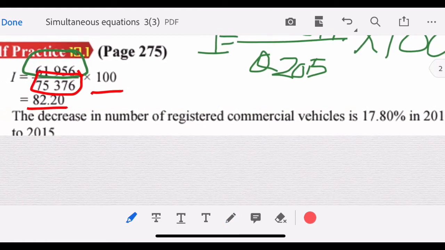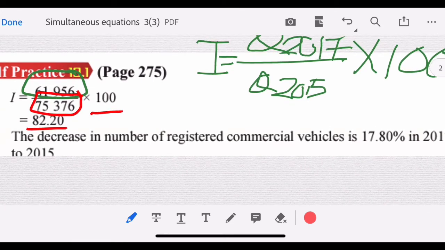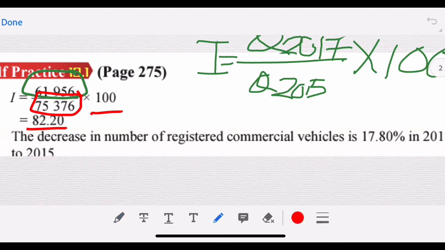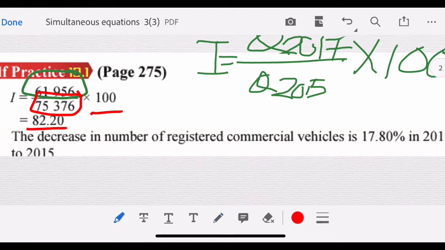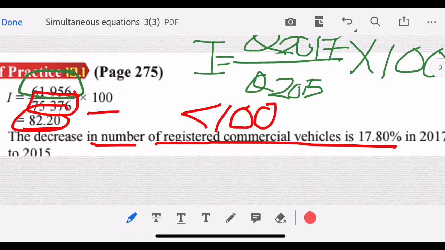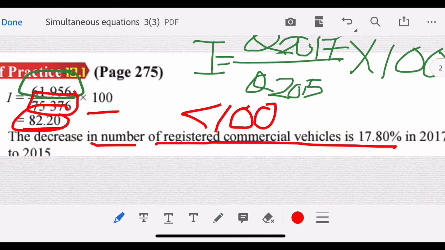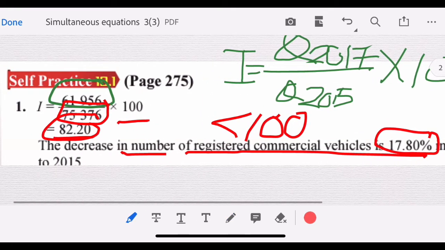It depends. So for the decrease in number, if it is less than 100, we say the number is less than 100. You can actually convert to percentage if you want, but it is a number, so we will say the number. If the number is less than 100, like here we have 82.20, it actually shows that the number of vehicles decreased over the year from 2015 to 2017. There is a decrease in the number of registered commercial vehicles by how many percent? You can take 100% minus 82.20 and then you will get that percentage, which is 17.80% in year 2017 compared to year 2015.